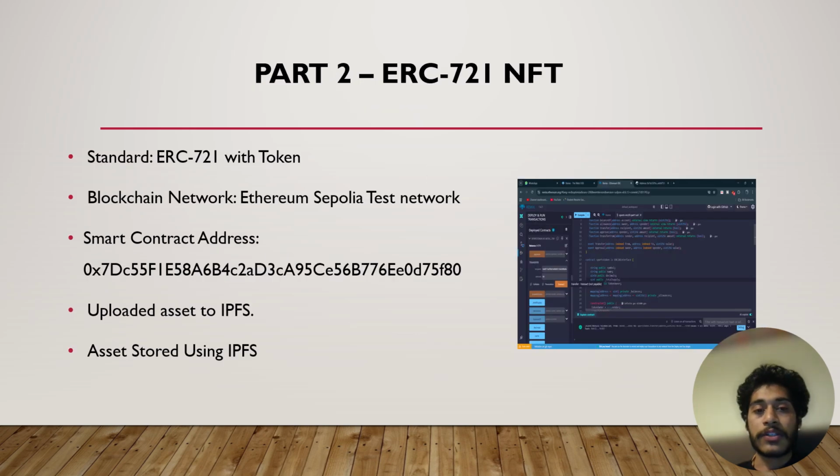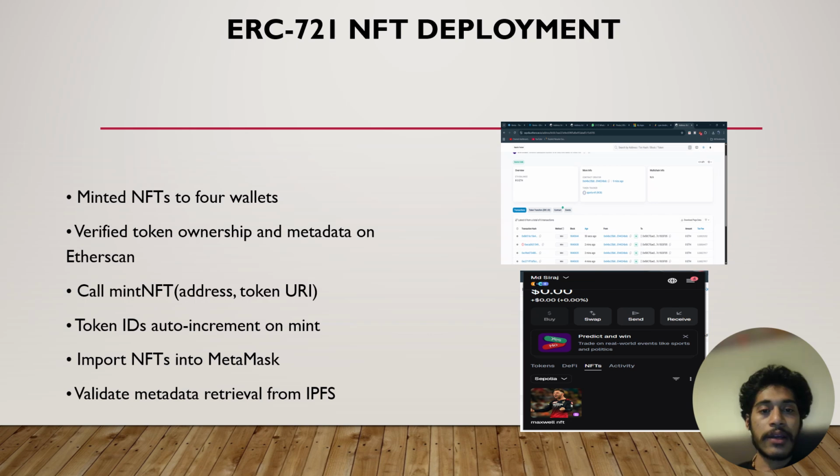Coming to part 2, I have used the ERC721 NFT. This is a standard ERC721 NFT, and in this I have used the Ethereum Sepolia testnet again. I have given the contract address as well. The NFT deployment is a minted deployment. I have used metadata ownership as well as Etherscan, and I have validated metadata retrieval from IPFS. The tokens were auto-incremented when I minted.